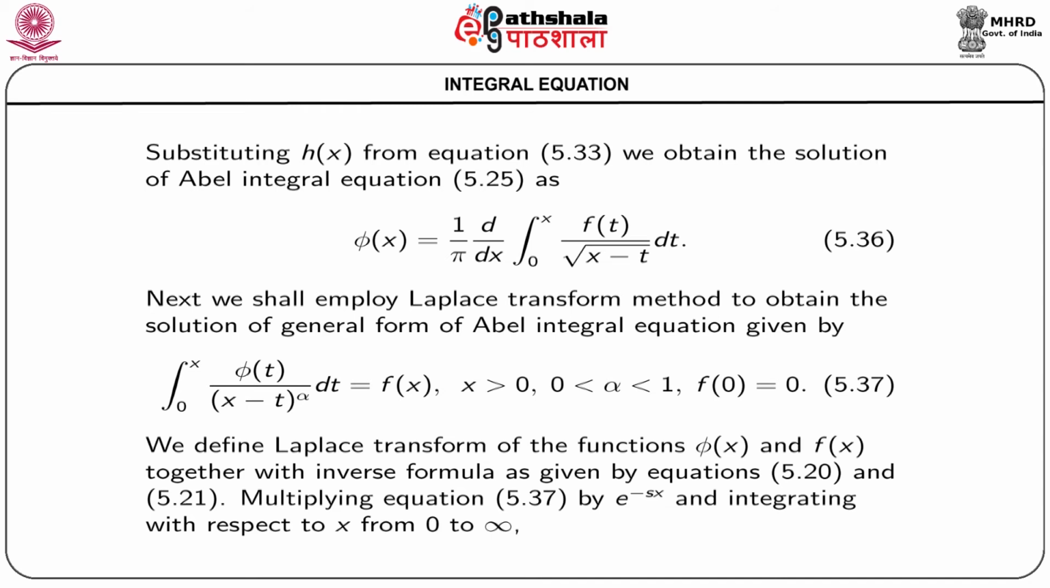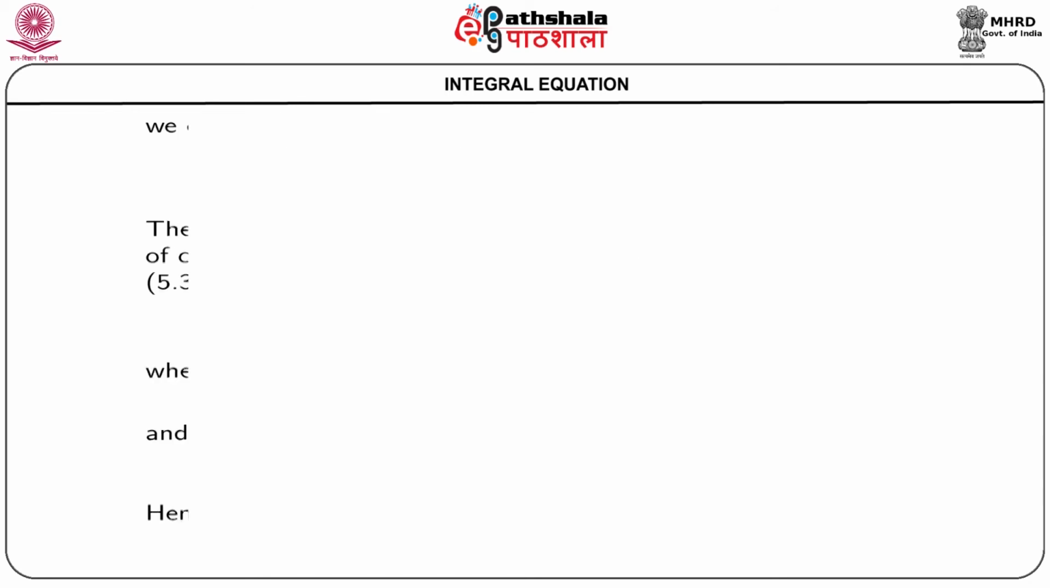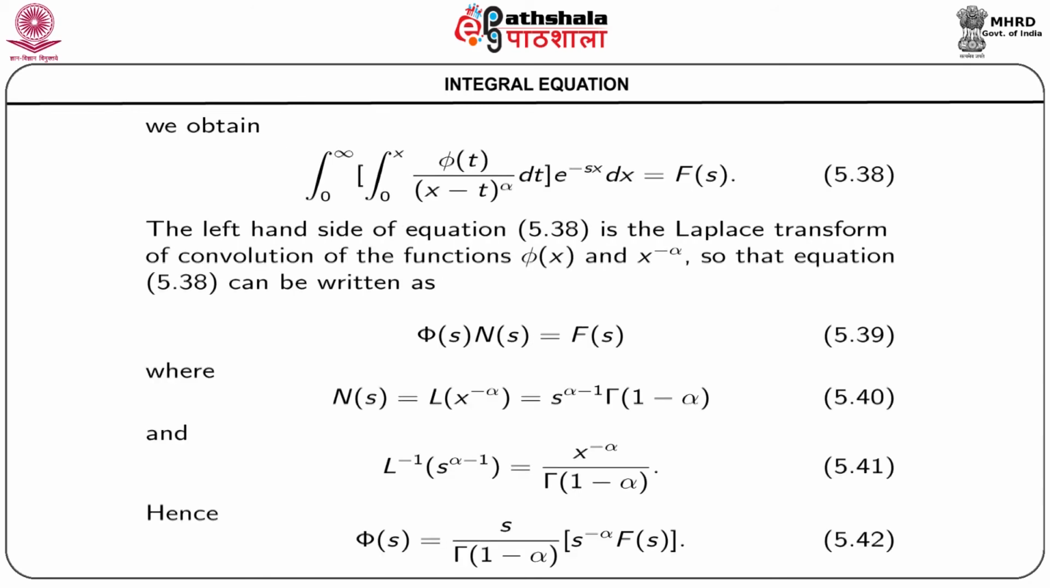Now, we multiply equation 5.37 on both sides by the function e to the power minus sx and integrate with respect to x from 0 to infinity to obtain an equation which is given by 5.38.